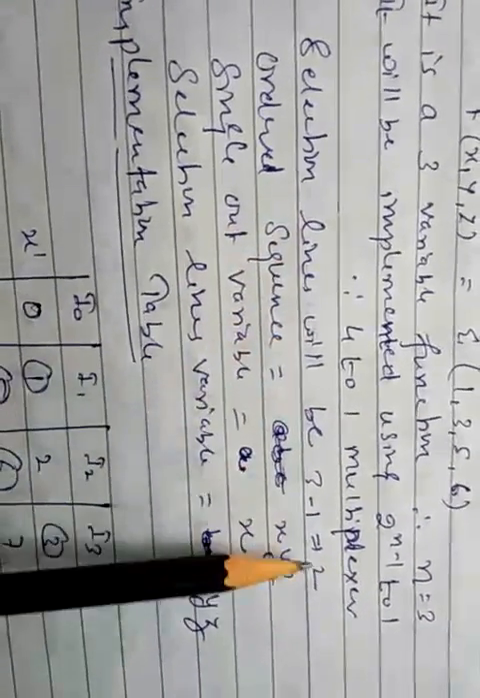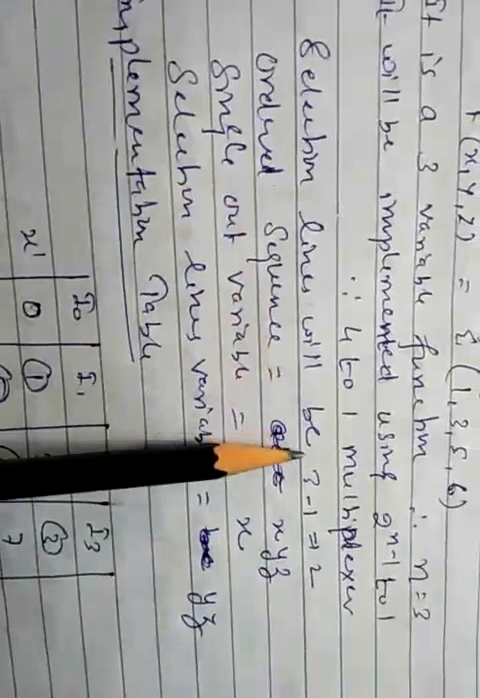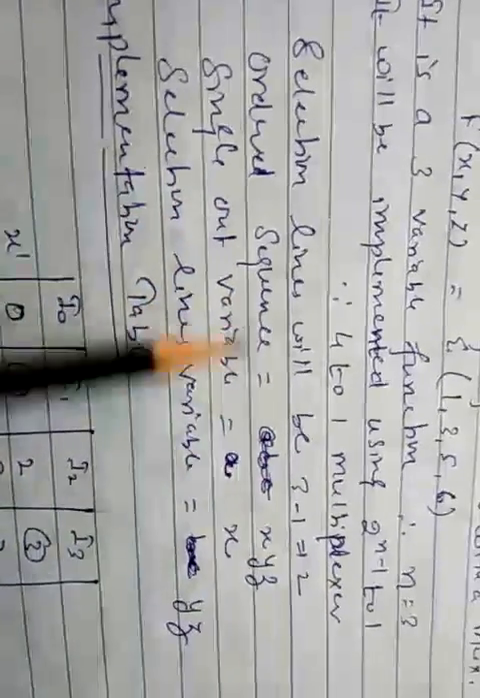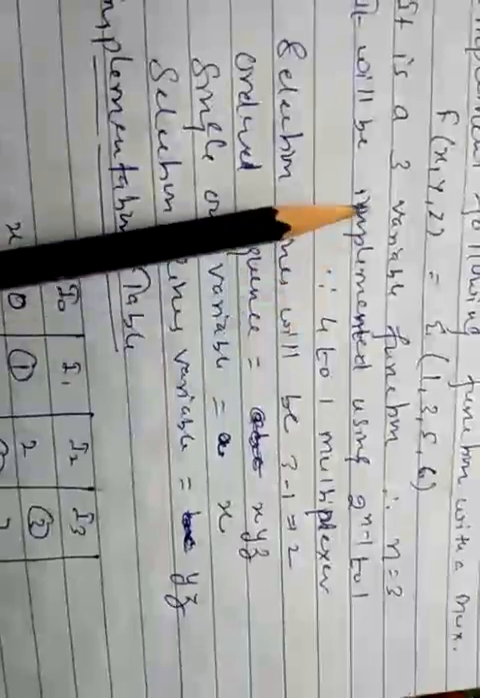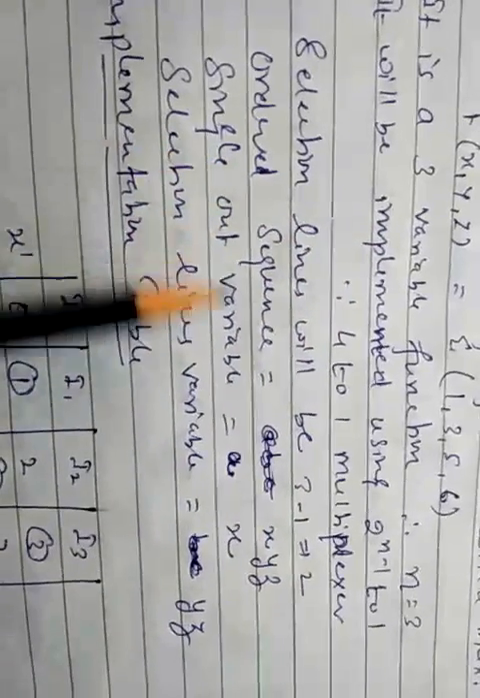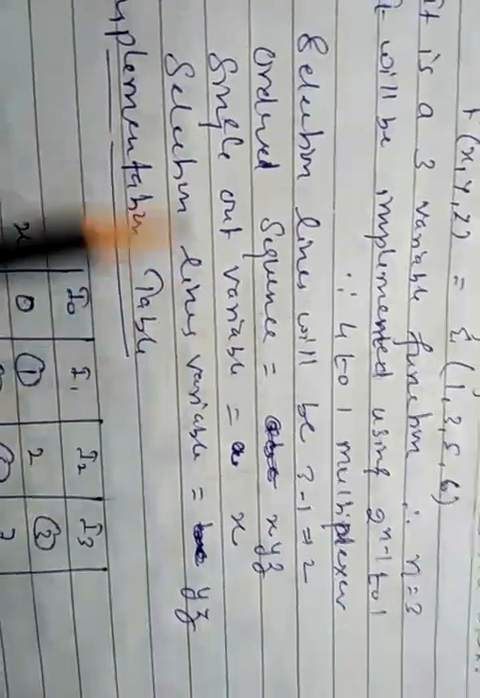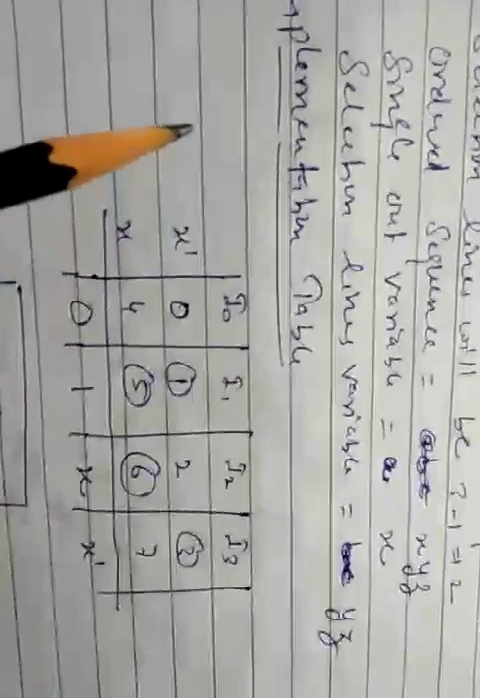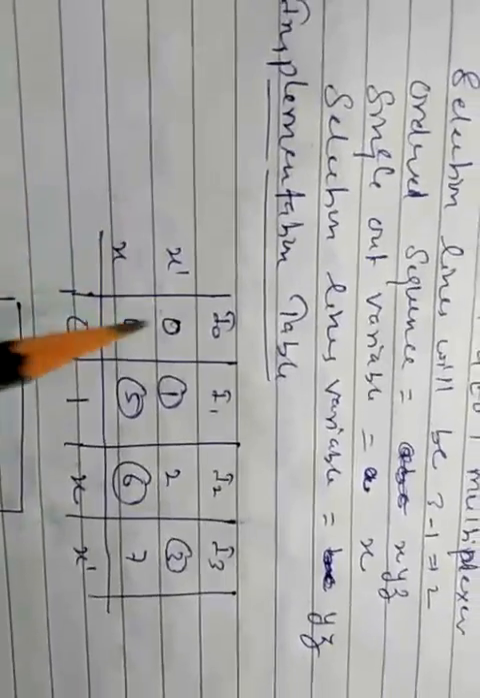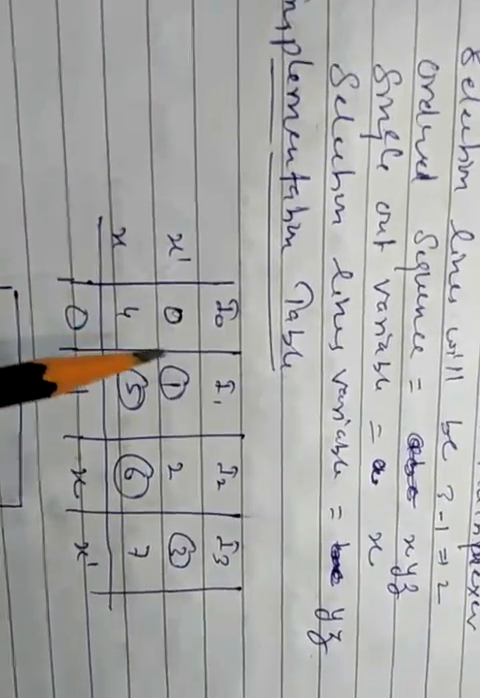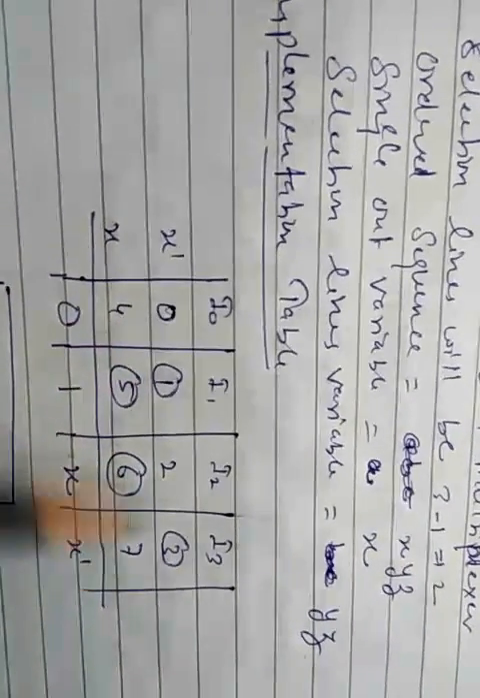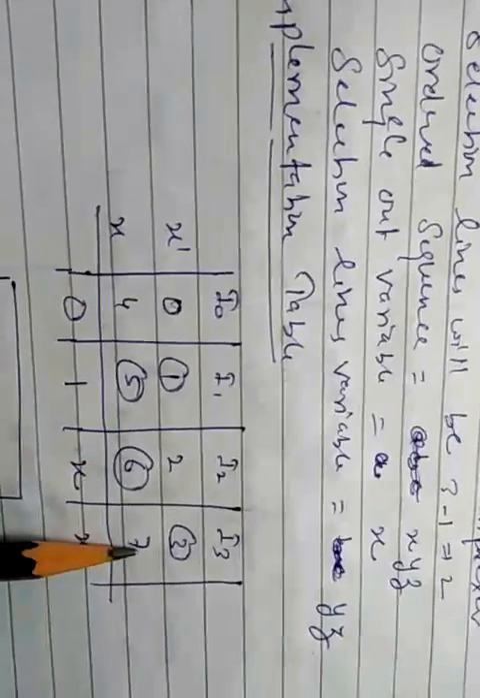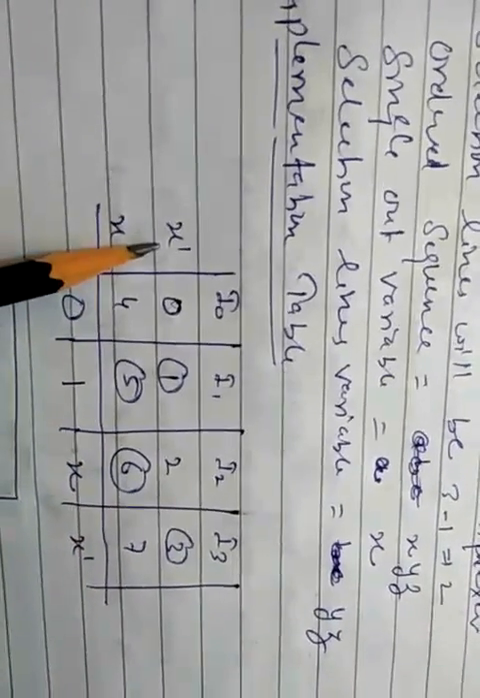The selection lines will be 2 because the total variables are 3. The ordered sequence is XYZ, which is given in the question. The singled out variable will be on the left hand side, that is X, and the selection line variables will be Y and Z. Now the implementation table, so these are 3 variables, so we will write the numbers from 0 to 7: 0, 1, 2, 3, 4, 5, 6 and 7, and here we are using the one variable, X bar and X.